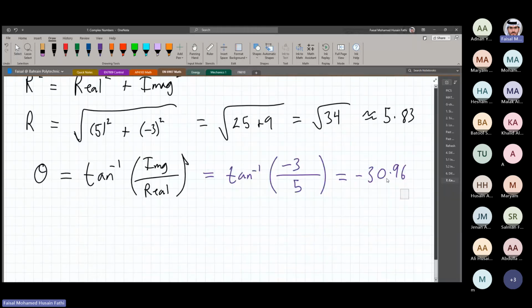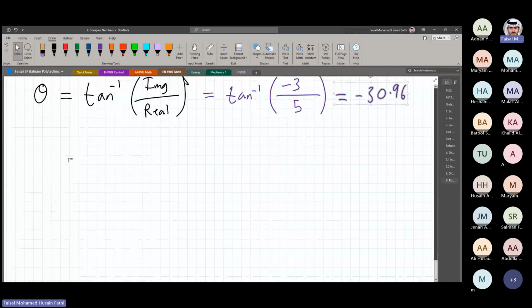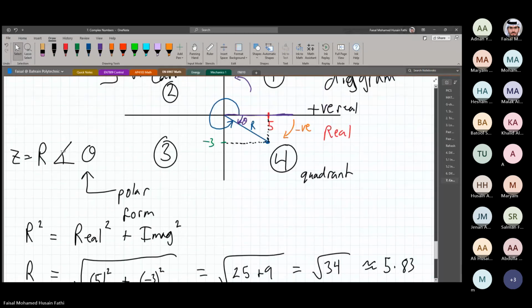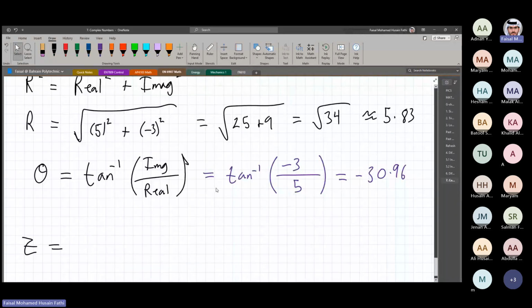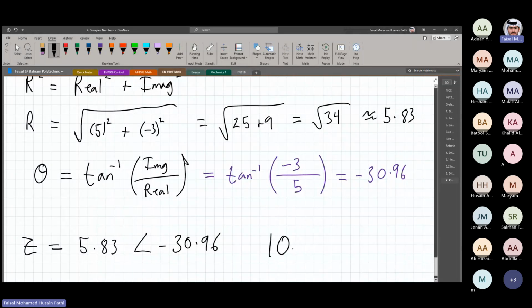Again, this is correct if you just write it directly here. There's nothing wrong with this. So now our answer is Z is equal to R, which is 5.83, angle minus 30.96. This is 100% correct. Okay?